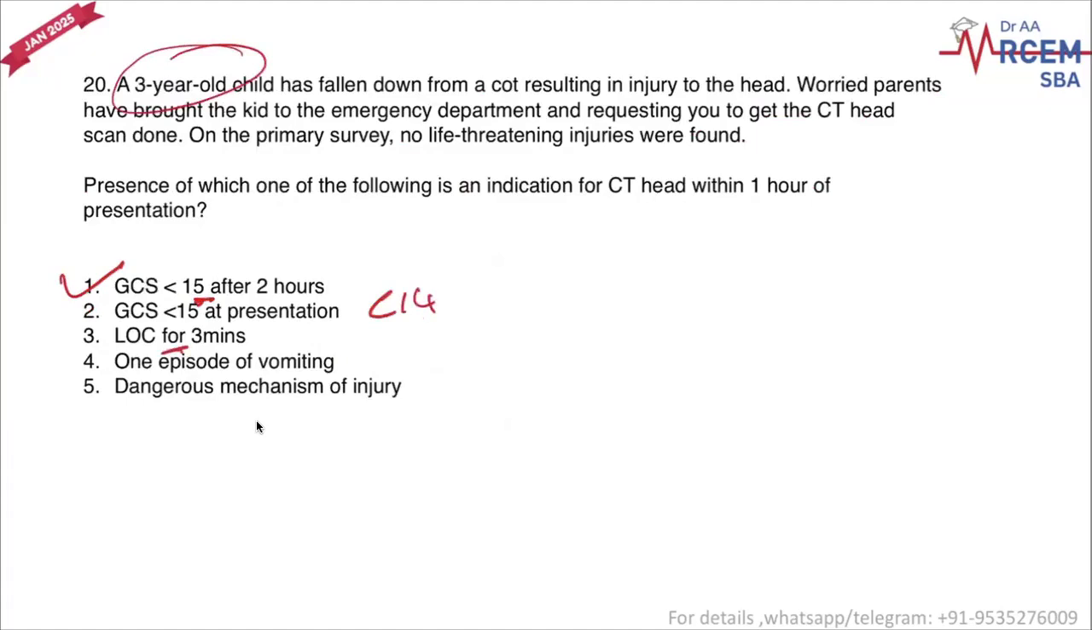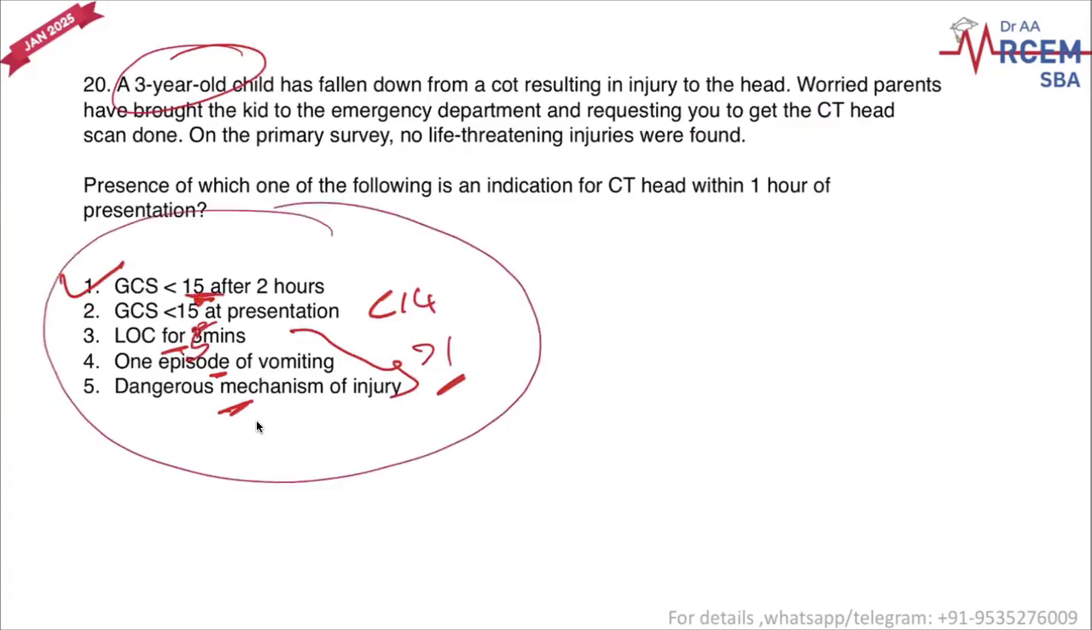Loss of consciousness? No, doesn't come. One episode of vomiting? No, doesn't come. Dangerous mechanism also doesn't come. It is a combination of the risk factors that you will be seeing. If more than one risk factor was present in the same patient, with the LOC being more than 5 minutes, at that point of time you would have got it within 1 hour. Here, out of the answers given, only the first one is the correct one.